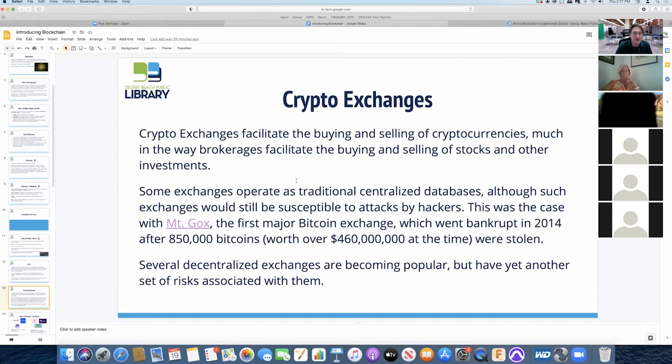Now, several decentralized exchanges are becoming popular, and these would be less susceptible to hacking because they are run on the blockchain and have those extra security features. They're distributed over a large network, and they have the hash functions and all that, protecting the data that's input into them. But they have another set of risks associated with them. So I'm going to try to compare the two, just to give you an idea.